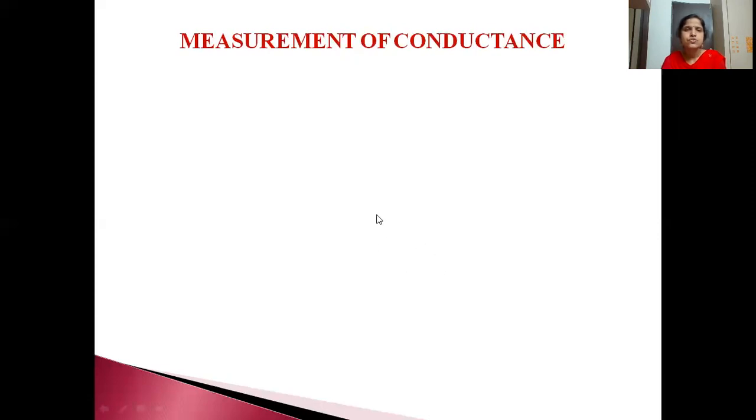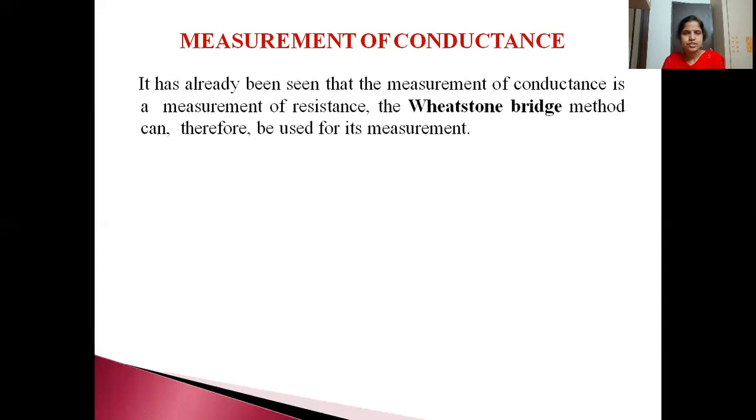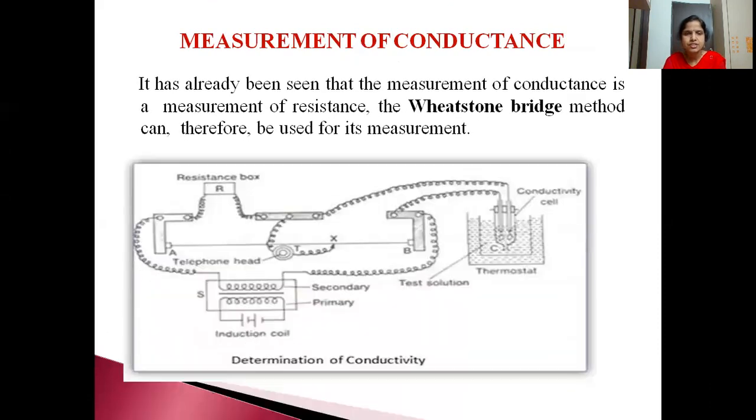First we have to understand what is specific conductance, equivalent conductance, what is the formula for calculating the resistance, and what are the units. If we are thorough with those terms, then it will be easy for us to solve the problems. Then we will discuss the measurement of conductance. How are we going to measure the conductance? For that, we are using the Wheatstone bridge method.